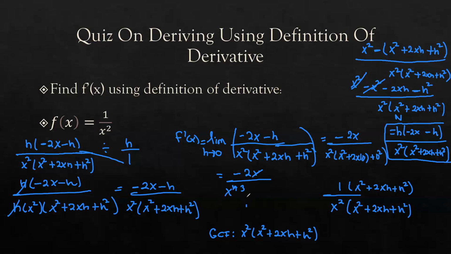So this proves that f prime of x equals negative 2 over x cubed. Okay, so that is your final answer. Thank you. Bye-bye.